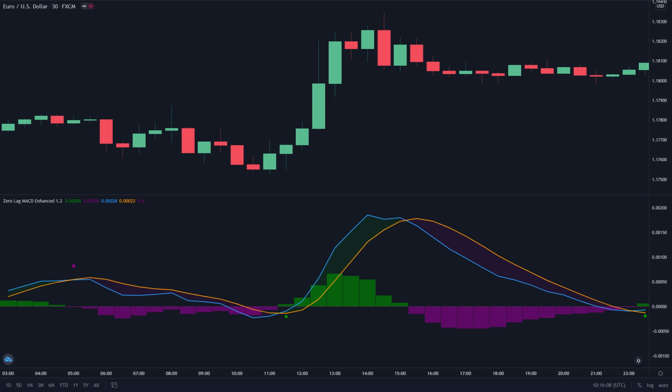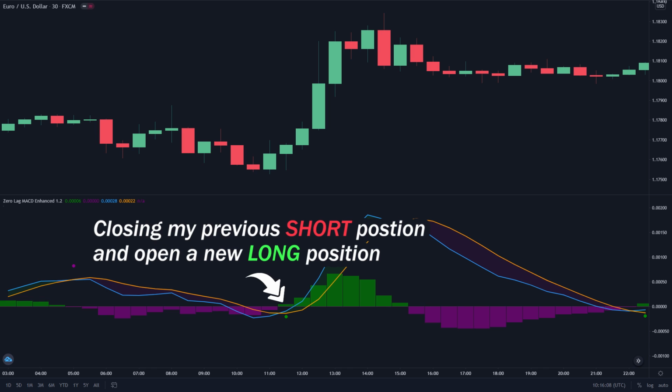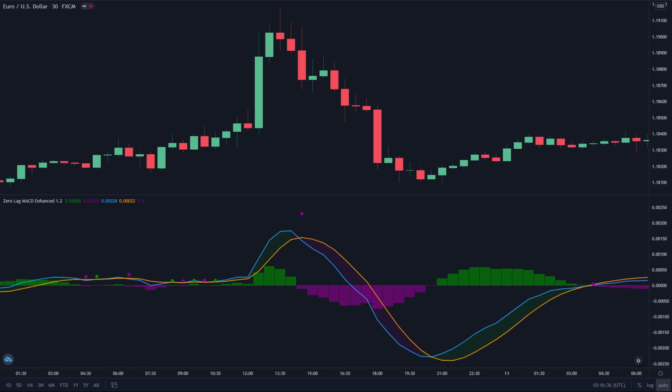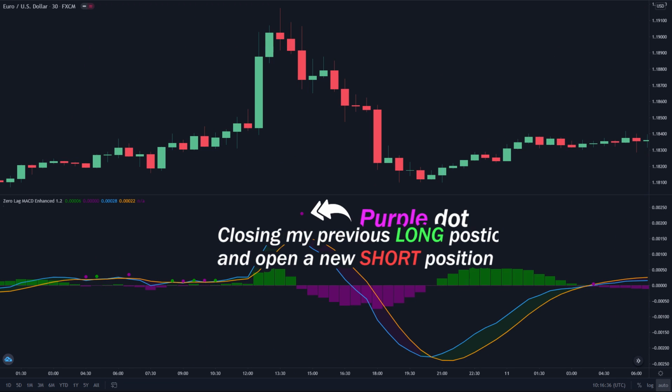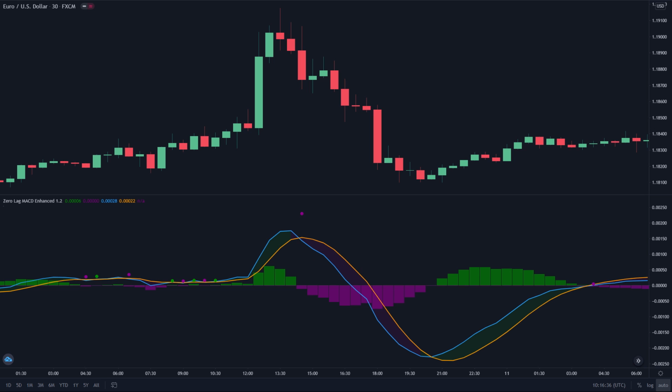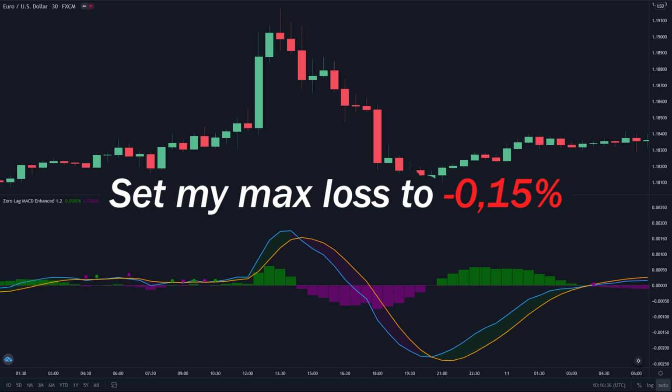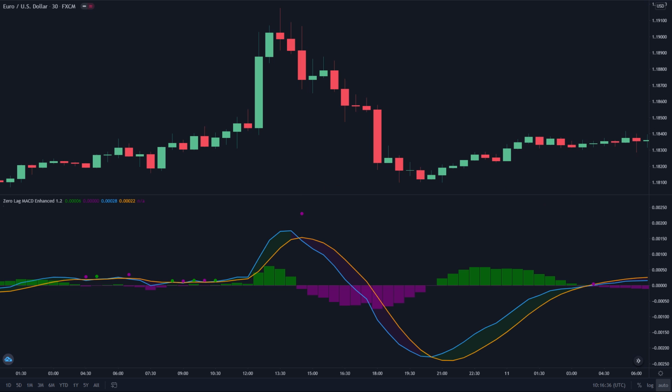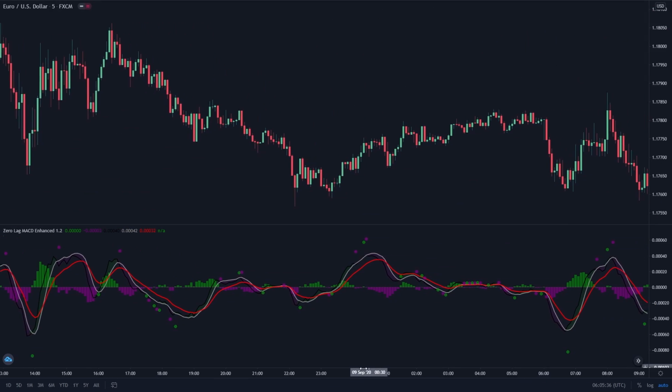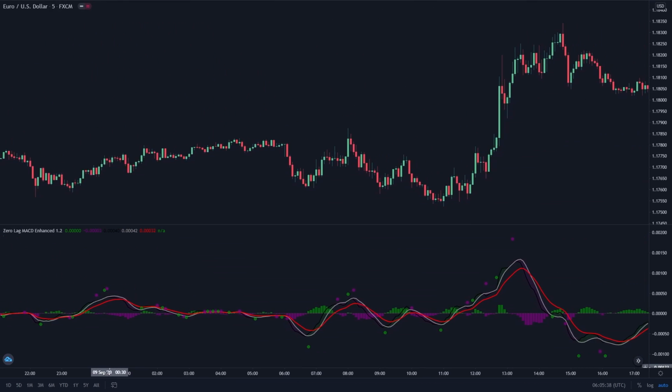Here's how I'm going to backtest this indicator. If a green dot appears, it means I'm closing my previous short position and opening a new long position. And if a purple dot appears, it means I'm closing my previous long position and opening a new short position. However, I will set my max loss to only 15 pips, which means if a trade reaches minus 15 pips, I will close the trade automatically and wait for a new signal to appear, so our loss will never exceed 15 pips. Now that you know the rules, let's get on with the backtest.